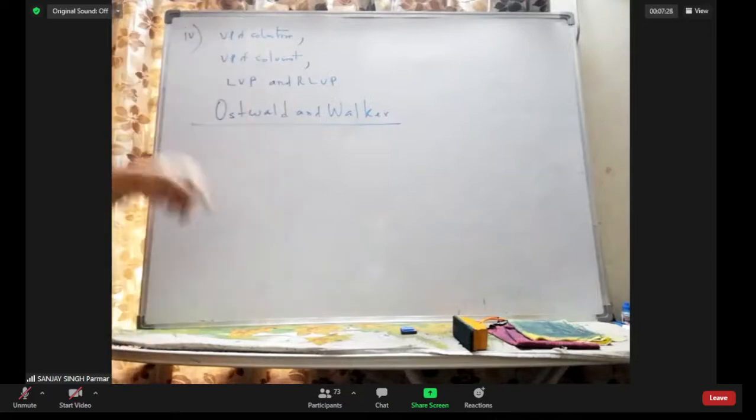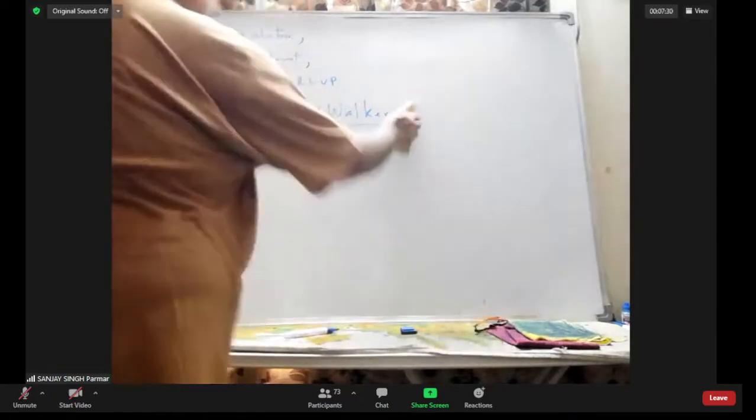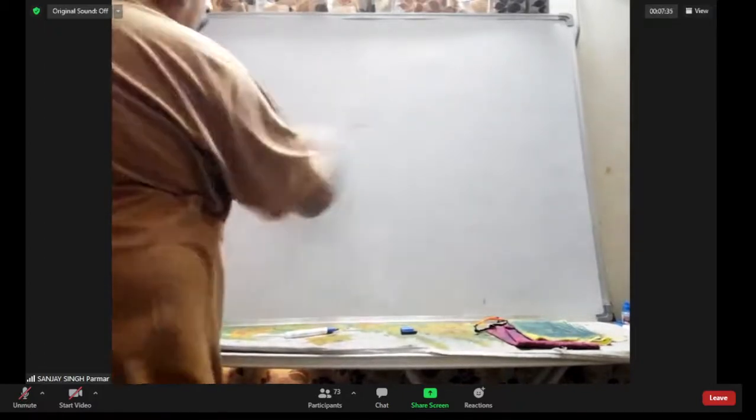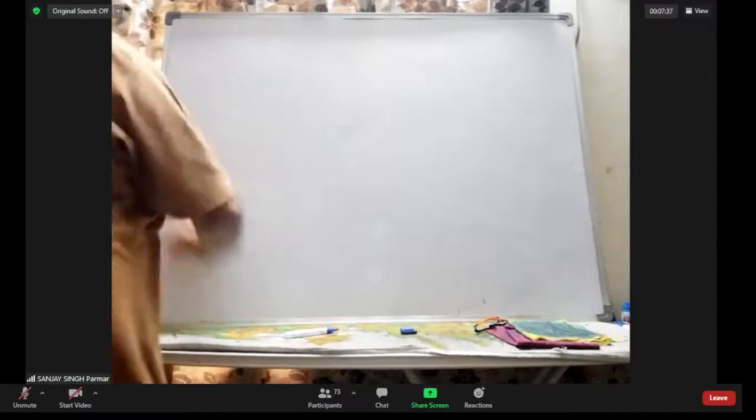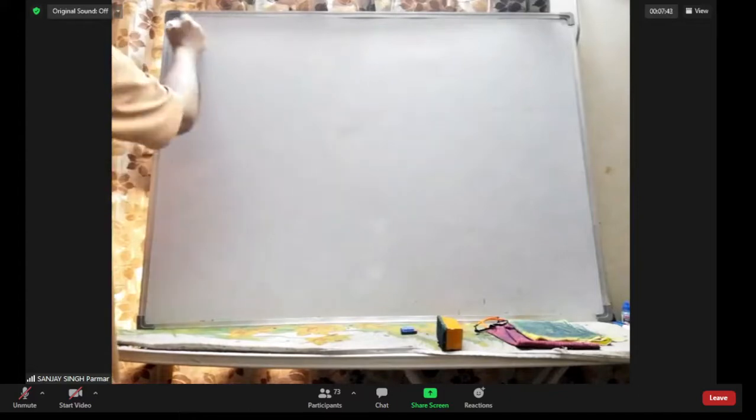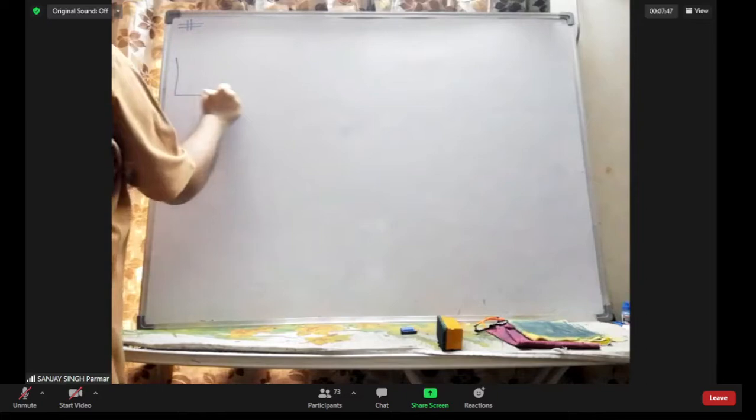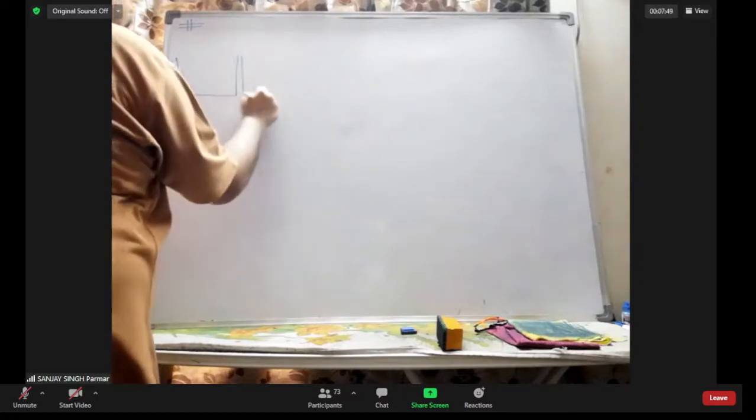Now this part I am rubbing. First, you observe the diagram I am drawing on the blackboard, then you draw. First you observe the diagram, then you draw. So now let us go for understanding the Ostwald and Walker method. First you observe the diagram, then you go on.